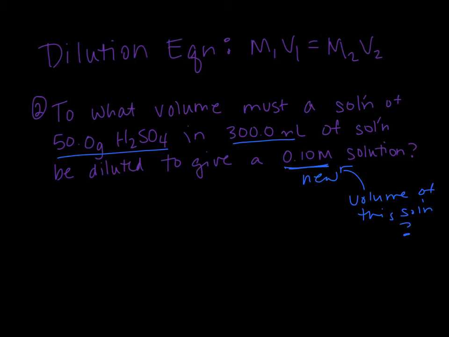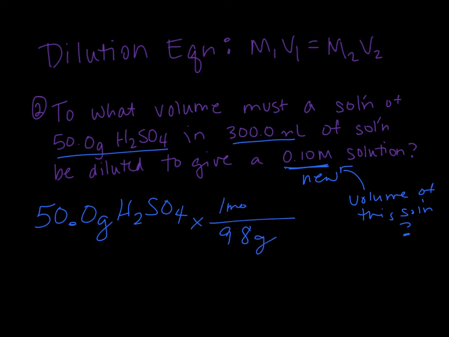So the first thing I have to do is find the number of moles in the beginning. So in the beginning, all I have is 50 grams of H2SO4. So to find the number of moles, 98 grams and 1 mole for sulfuric acid. And 50 divided by 98 is 0.51 moles. All right, so that's how many moles that I have.